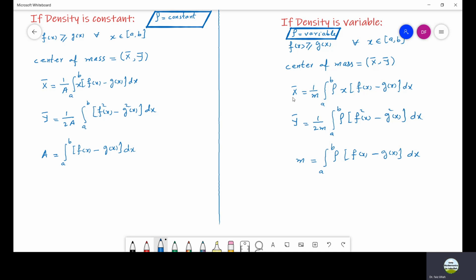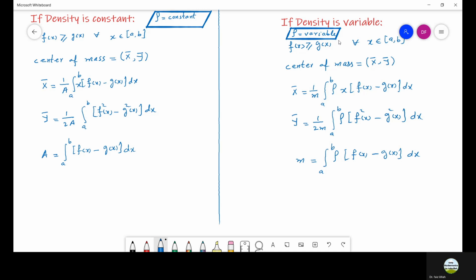But now x bar is equal to 1 over m, integration from a to b, rho into x into (f of x minus g of x). Y bar is equal to 1 over 2m, integration from a to b, rho into (f of x square minus g of x square) into dx, where m is integration from a to b, rho into (f of x minus g of x) dx.